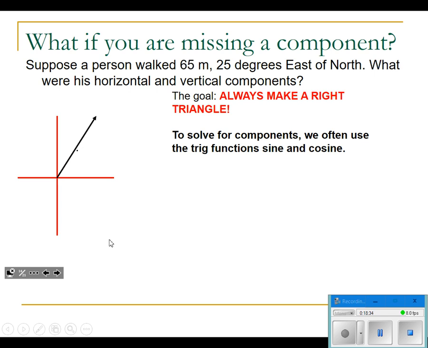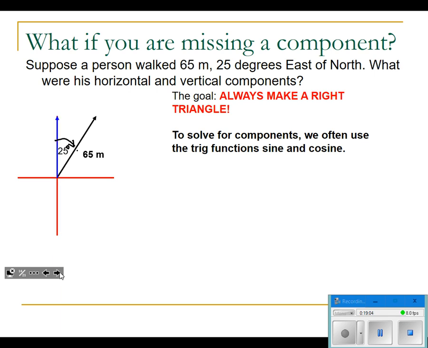So to solve for components, we're going to use trig functions like sine and cosine. So in order to go this, I went 65 meters, and I'm at an angle of 25 degrees east of north, which means I started on the north, and I went east, and that's my 25 degrees. Okay?